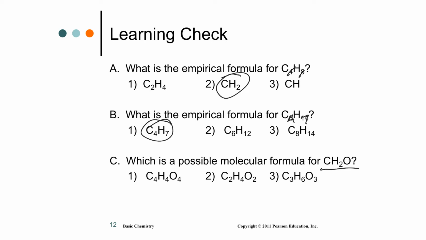How about CH2O? None. It's the same. So, I'm sorry, they're going backwards. What's the possible molecular formula? So it can't be this one because they're the same and this one's not. This one is double C, double O, and double H. I'd say it's this one.